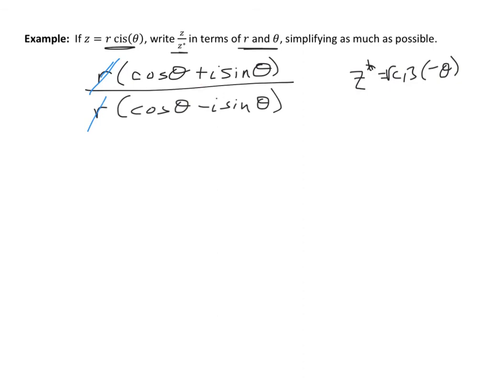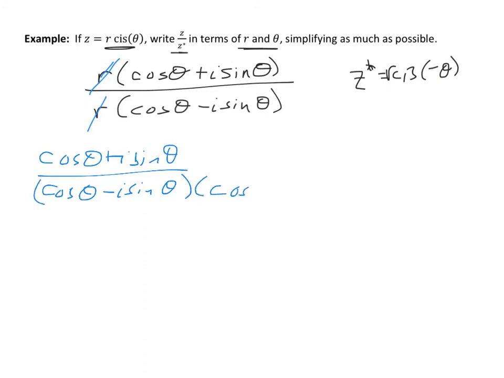But I'm thinking, when we've got one complex number divided by another, one of the strategies we learned is to multiply top and bottom by the conjugate of the thing down here, right? So if I multiply top and bottom by that conjugate, I have cosine theta plus i sine theta over cosine theta minus i sine theta. The conjugate of the bottom is cosine theta plus i sine theta, and I would do that for the top and the bottom.